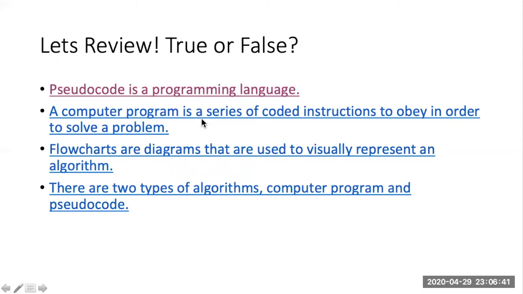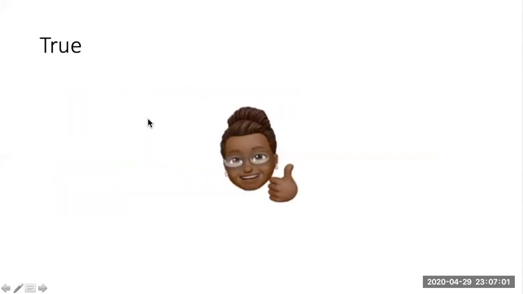Second question. A computer program is a series of coded instructions to obey in order to solve a problem. True or false? Take some time to think about the question. If you answered true, great, you are correct. A computer program is a series of coded instructions for the computer to obey.